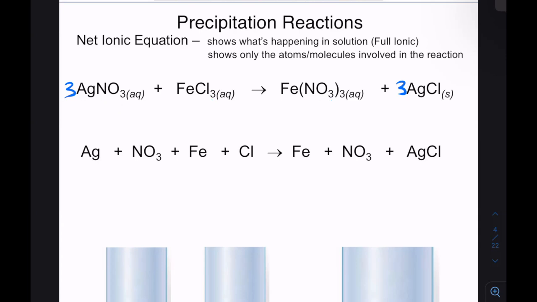Now you've also been learning in lab about different classifications of reactions, like single replacement reactions and double replacement and combination. So what kind of classification of reaction is this? It's a double replacement reaction.